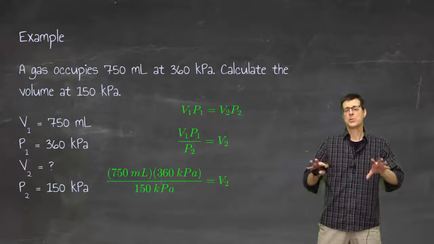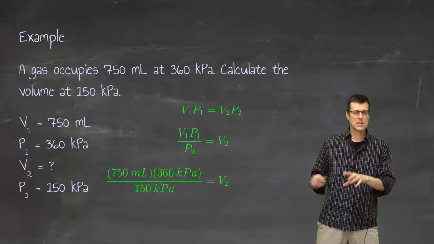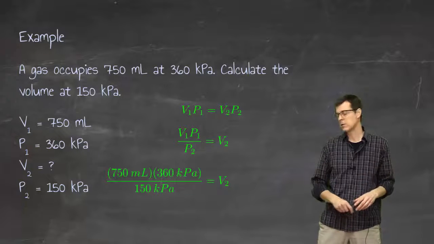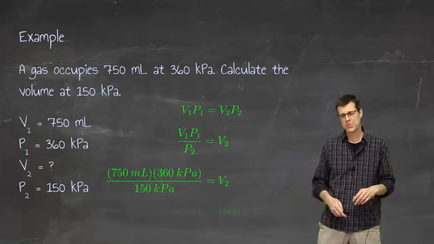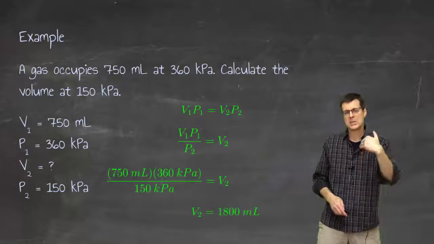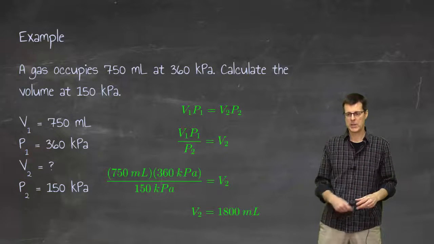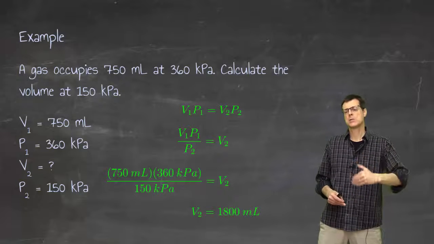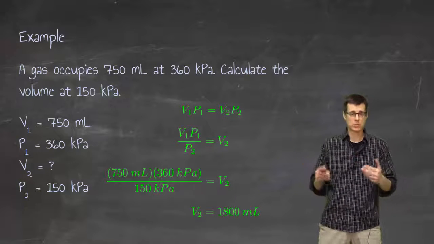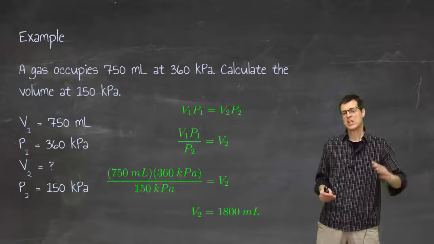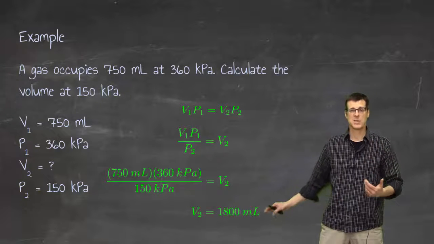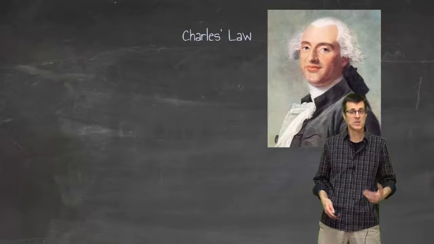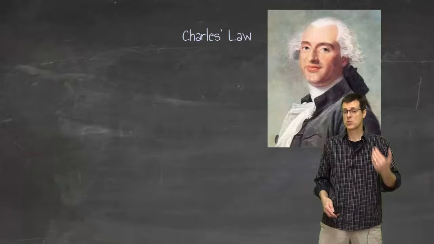You don't have to put the units in with the numbers in the calculation. I like to, but I also think it's easier for you to figure out what's what when I include the units. You would absolutely need to have units in your final answer here of 1800 milliliters. Now I know it's 1800 milliliters because my first volume was also in milliliters. If my first volume was in liters, then my second volume would also be in liters. That's pretty much all there is to Boyle's law, which takes us to Charles' law.